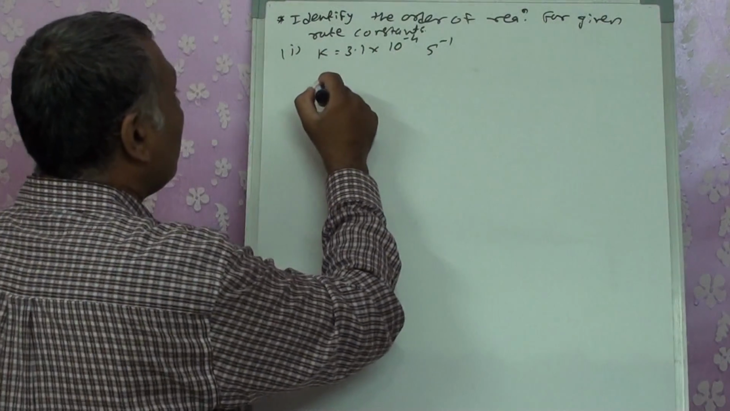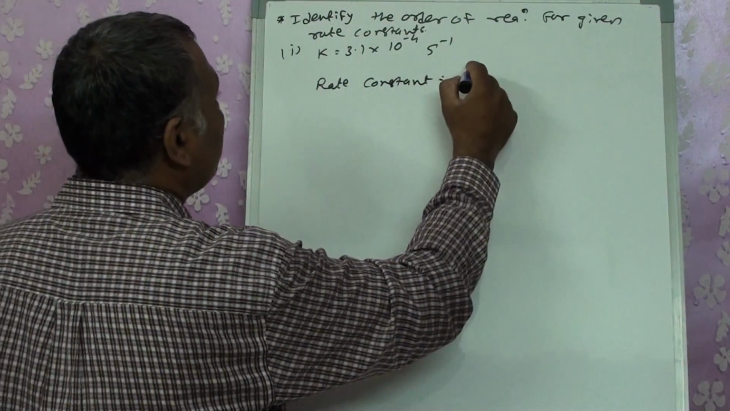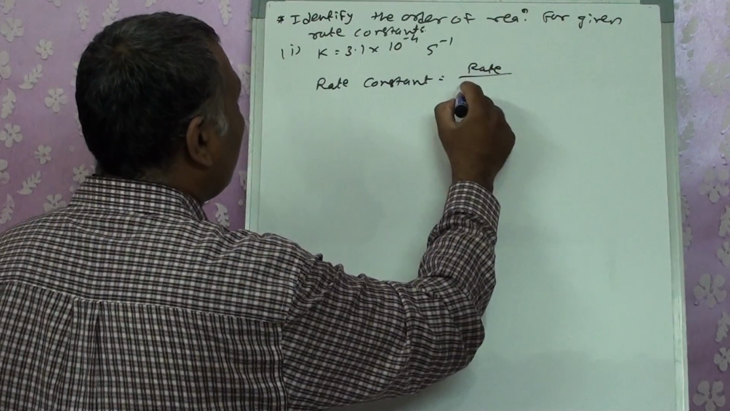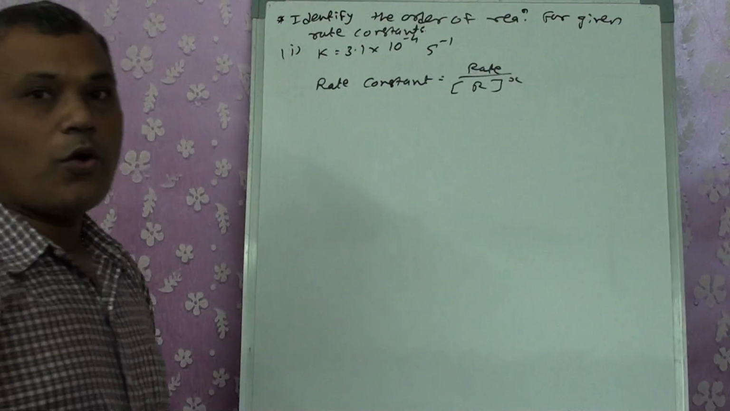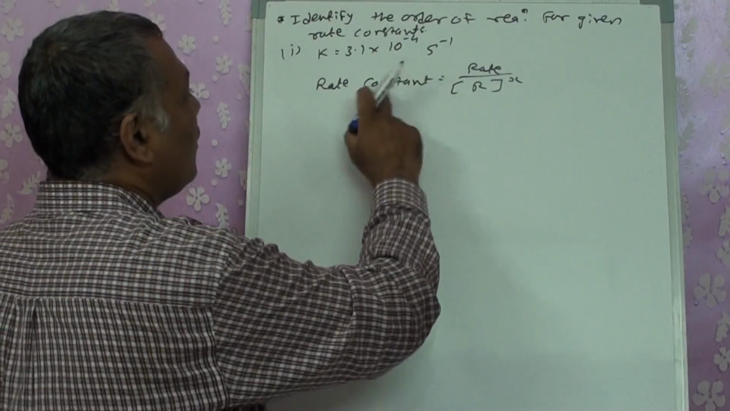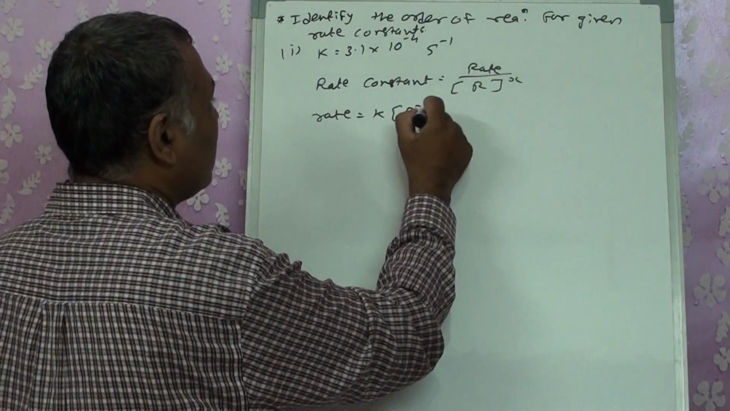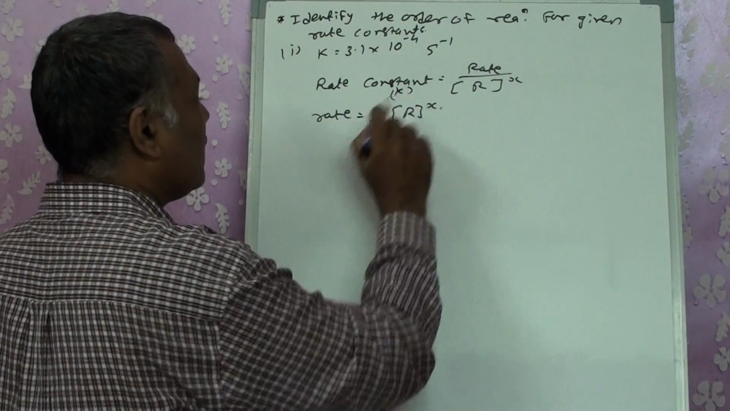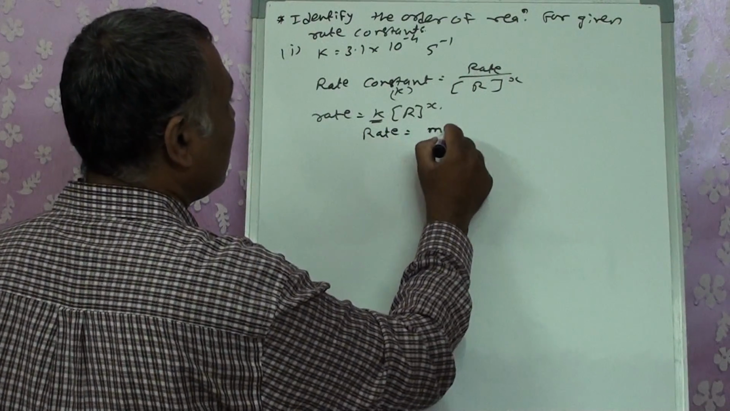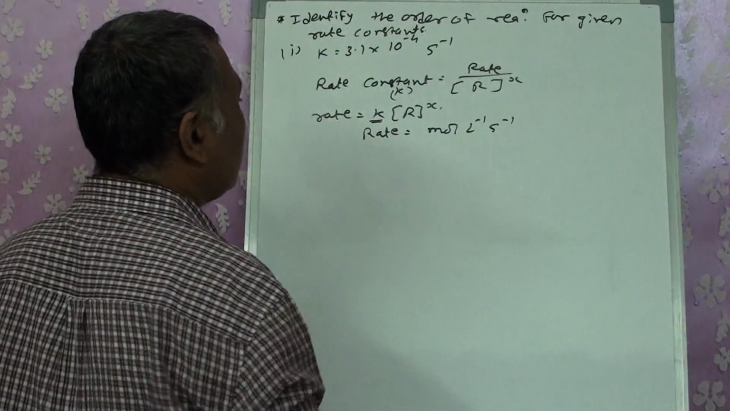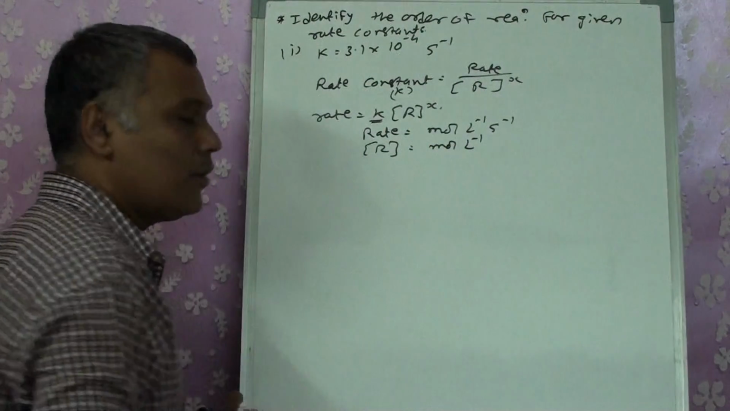Now remember, the rate constant is equal to rate upon concentration of the reactant raised to x. That was the common term that we wrote: rate is equal to K, reactant raised to X. So this is K, right? Rate we measure as mole liter inverse second inverse. Concentration of the reactant we measure as mole per liter.